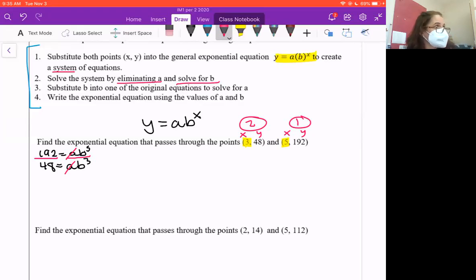Now I grab a calculator. I do 192 divided by 48, and I believe that is 4. Yes, it is.